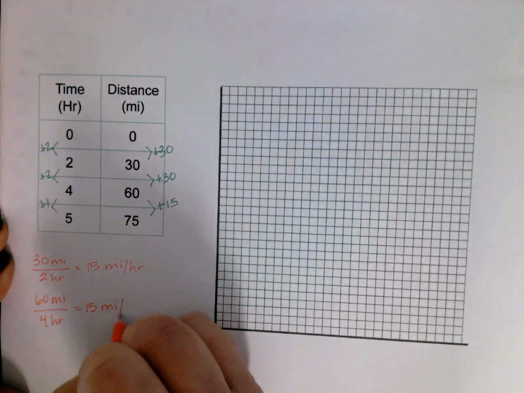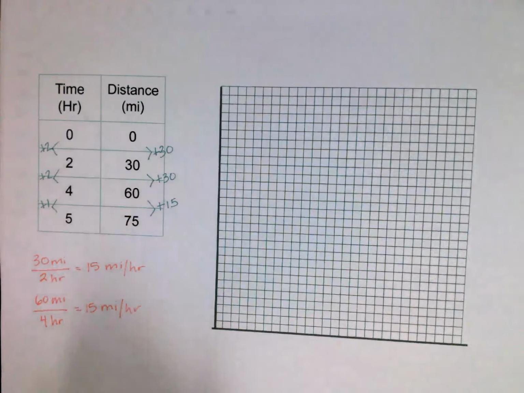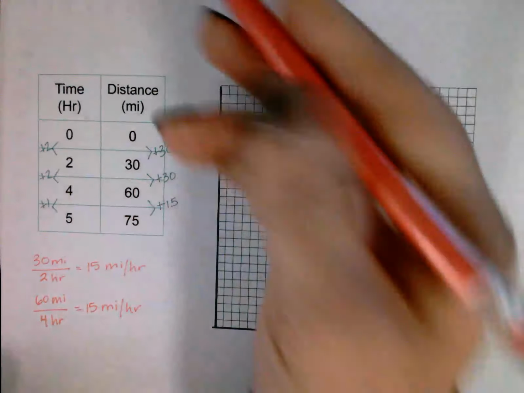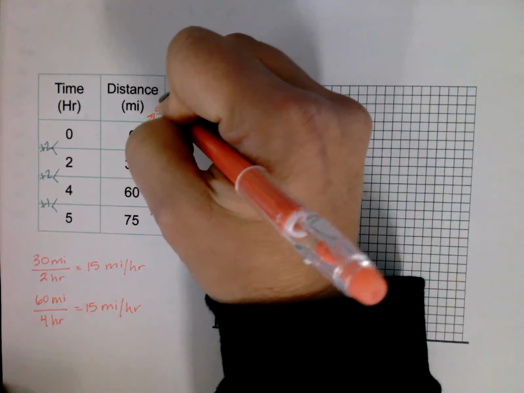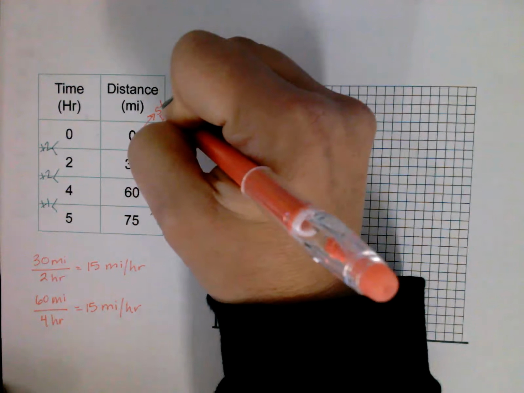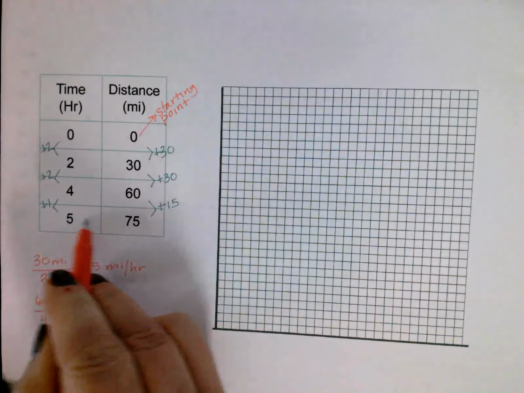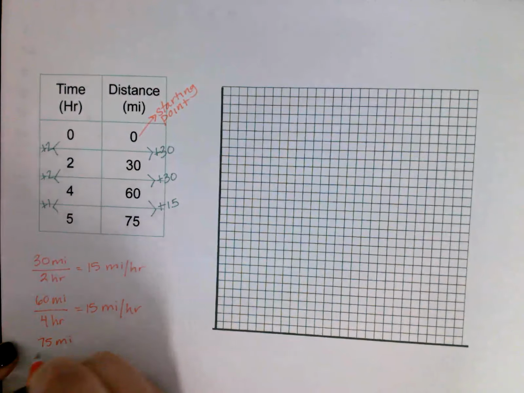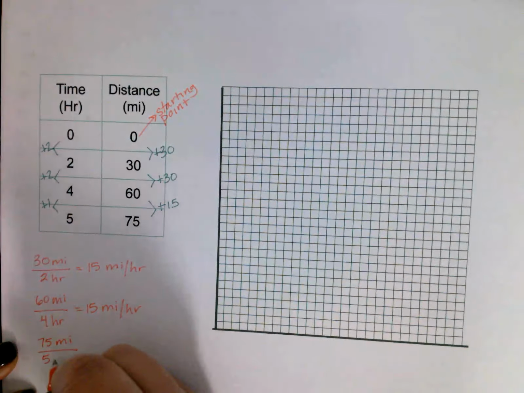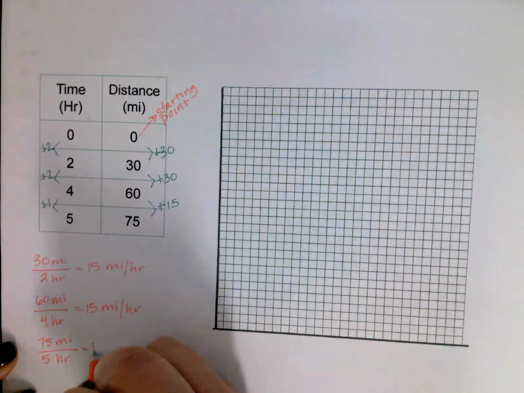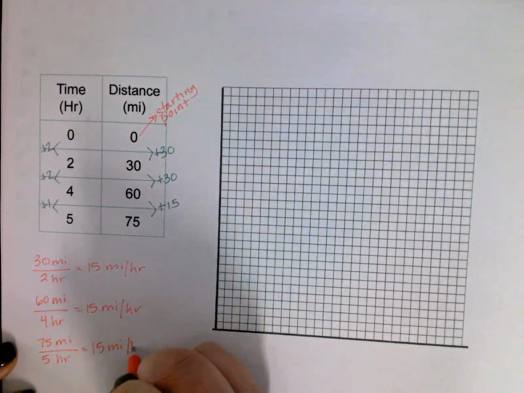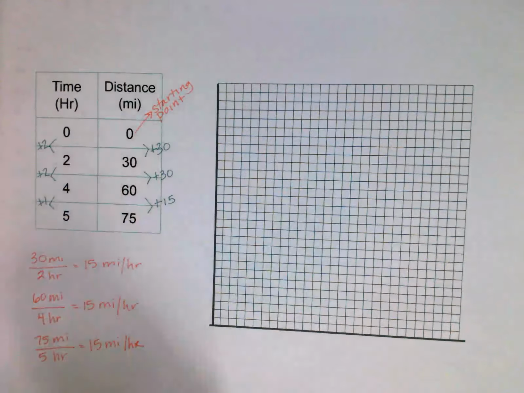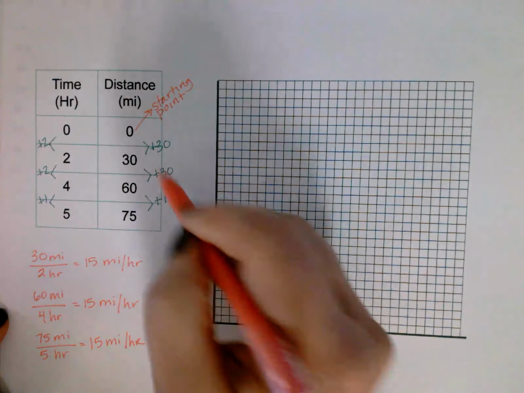15 miles per hour. Another way we could check, because these are changing constantly, and we have a starting point at 0, I also could verify with the very last one. I was able to go 75 miles in 5 hours. That also will equal 15 miles per hour. We have changes of plus 30, plus 30.